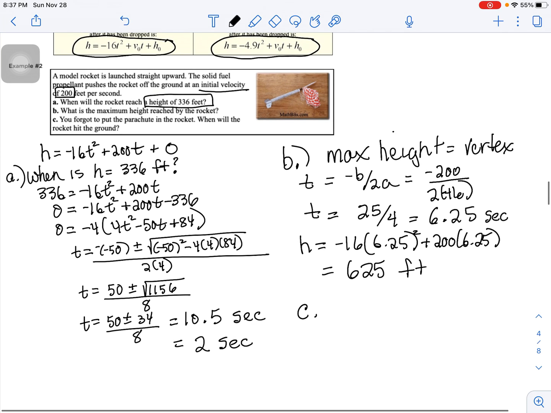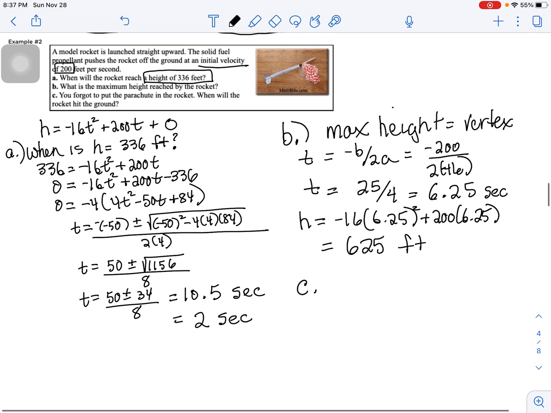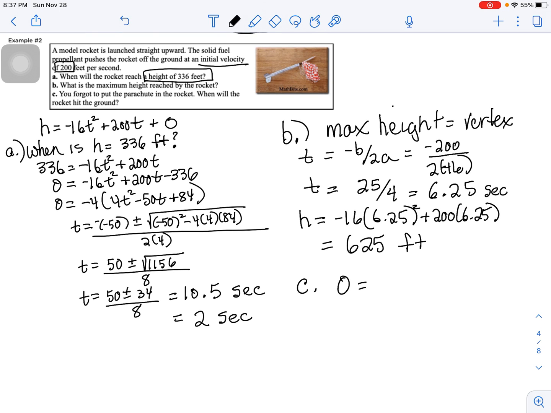Okay, part C. You forgot to put the parachute on the rocket. When will the rocket hit the ground? So 0 equals negative 16t squared plus 200t. So when will the rocket hit the ground? The ground is always a height of 0. I'm going to solve this time by factoring. So I'm going to factor out a negative 4t. That's going to leave me with 4t minus 50.